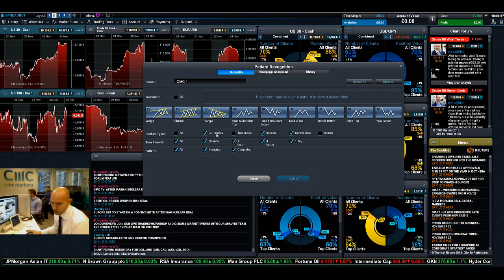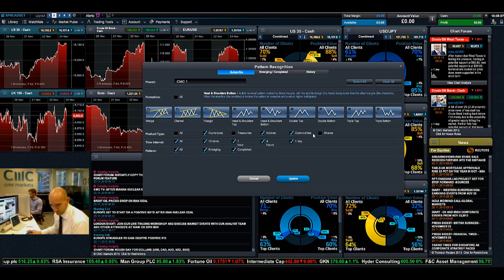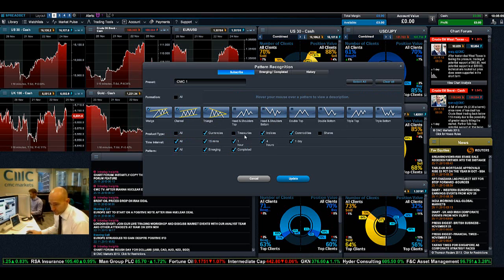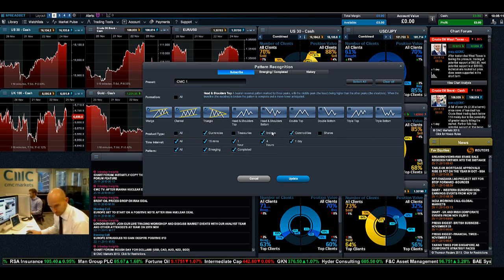Then you've got product type, so you can choose all the asset classes that we've got. You can select all, but to be honest, guys, I tend to prefer currencies, indices, and commodities. That's just what I prefer to look at. Though if you're a share trader or you're into treasuries, feel free to select those, no problem at all.